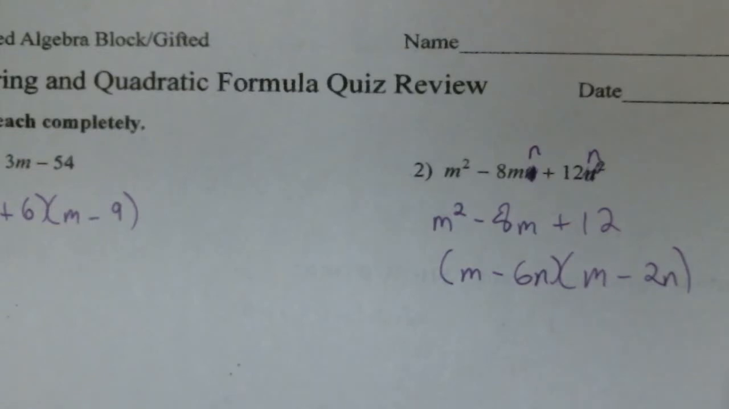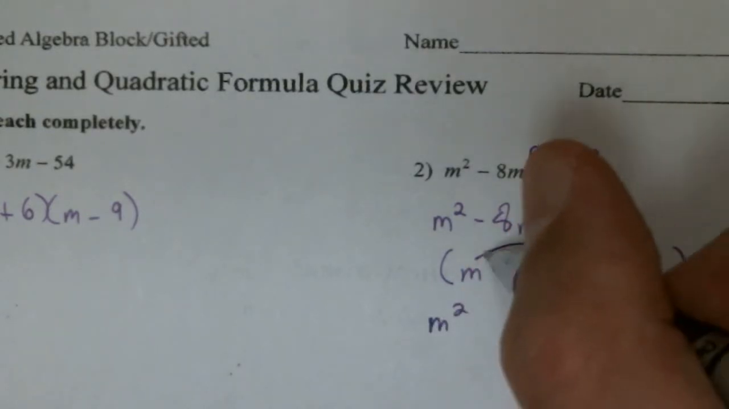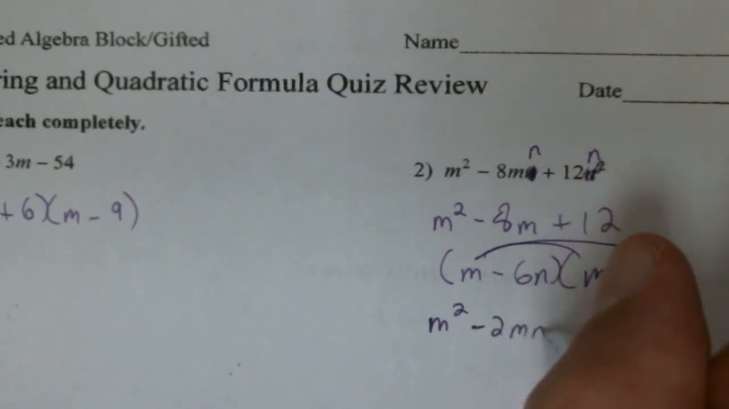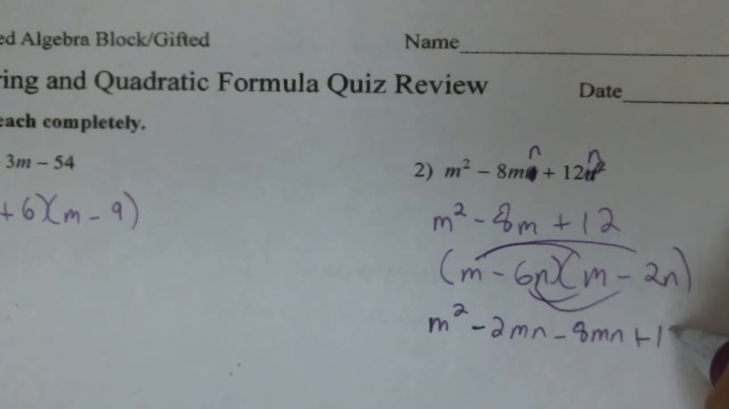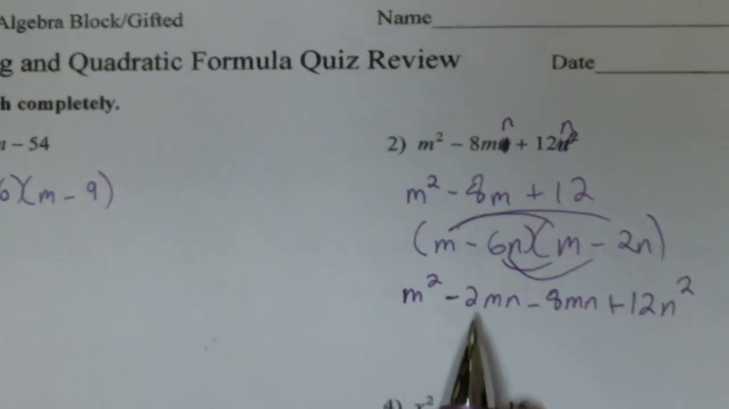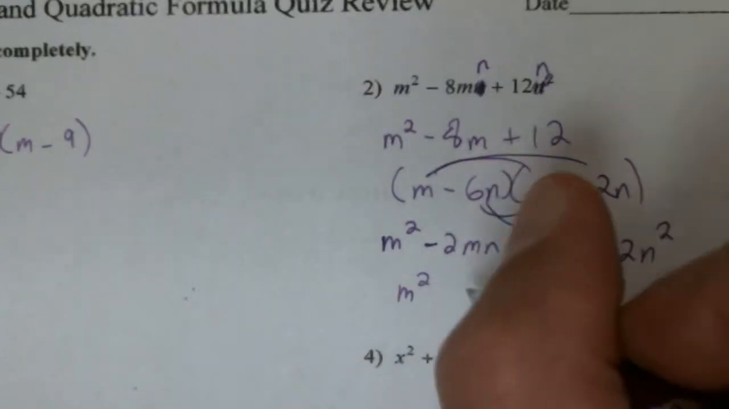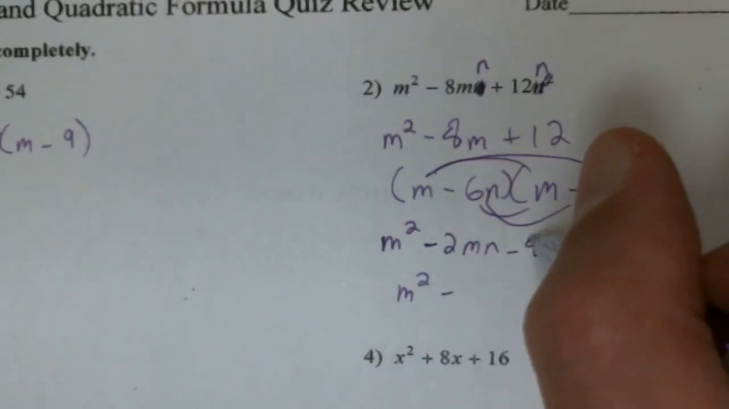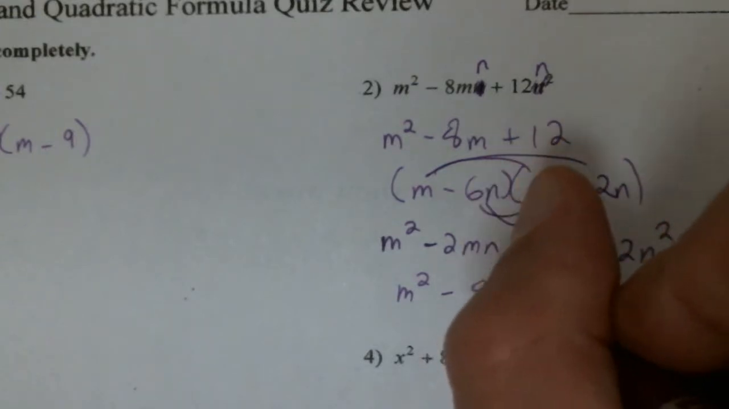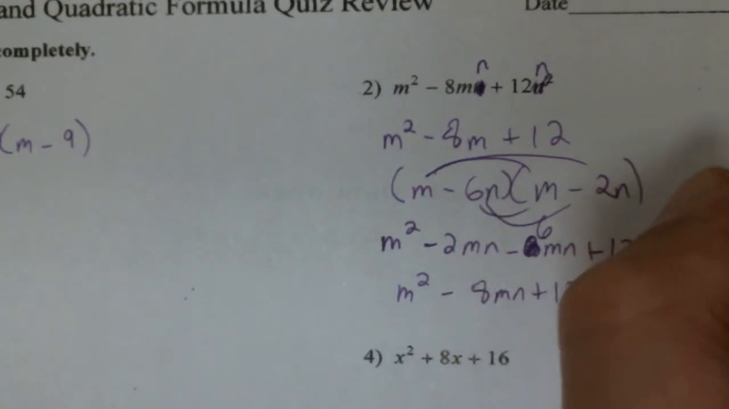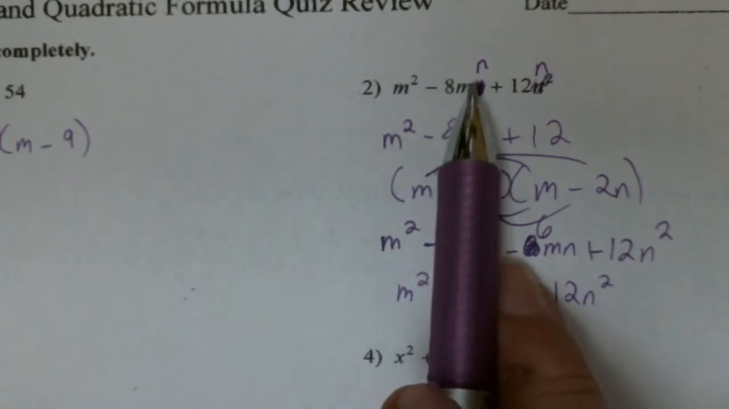Anytime you have two variables like this, one of your variables is going to be on the front, one of your variables is going to be in the back. Doesn't that make sense? If I re-FOIL this back out, first, outside, inside, last, and then I combine those like terms, m squared minus, excuse me, that's a 6, sorry, that was a 6. Combine the like terms, minus 8mn plus the 12n squared, and you notice we'll get right back where we started, okay?